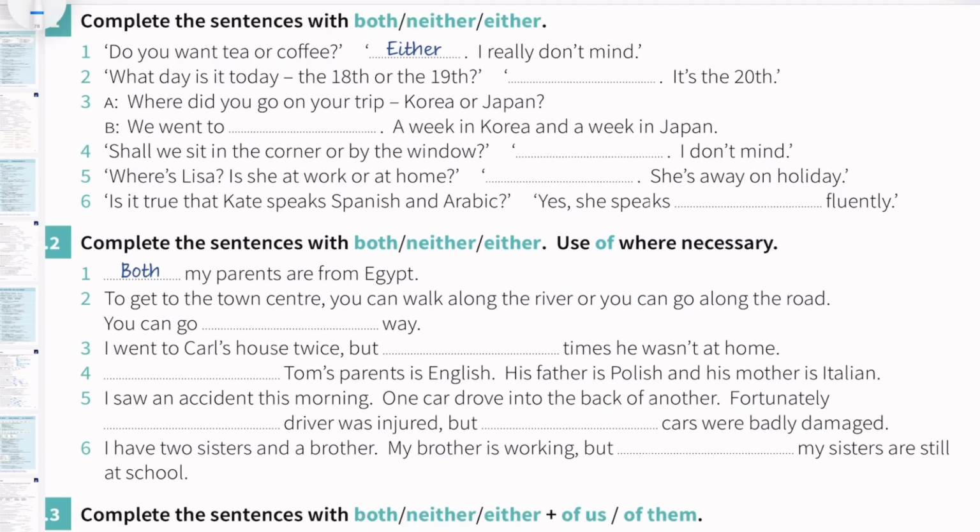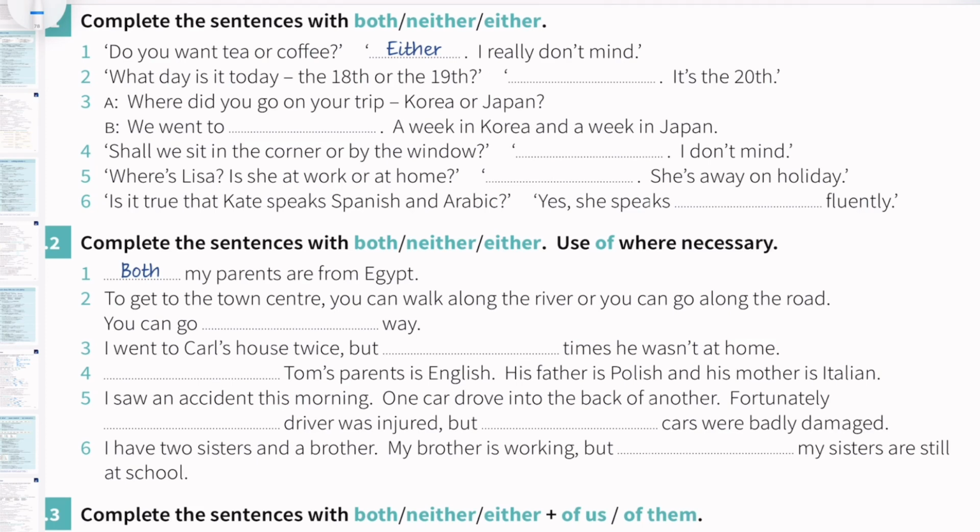Now let's do some exercises. Number 1, complete the sentences with both, neither, or either. So, do you want tea or coffee? We say either, I really don't mind. Anything is okay for me. Either tea or coffee is okay.